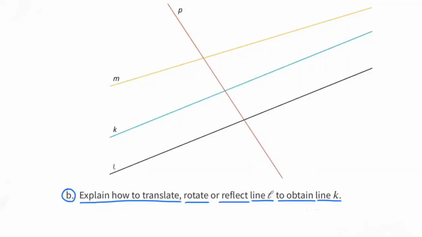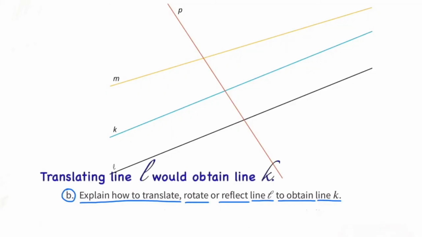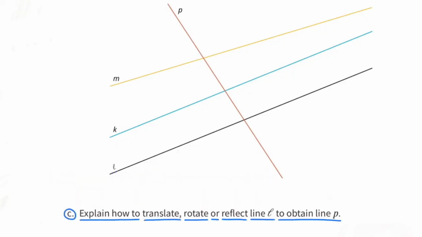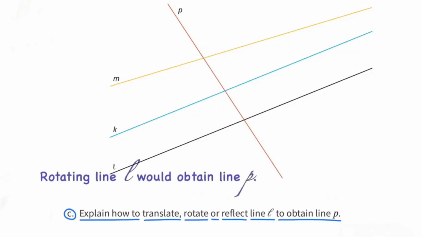B. Explain how to translate, rotate, or reflect line L to obtain line K. Translating line L would obtain line K. C. Explain how to translate, rotate, or reflect line L to obtain line P. Rotating line L would obtain line P.